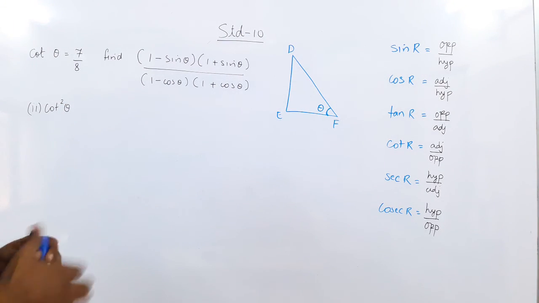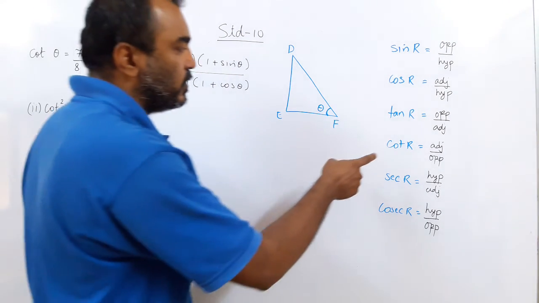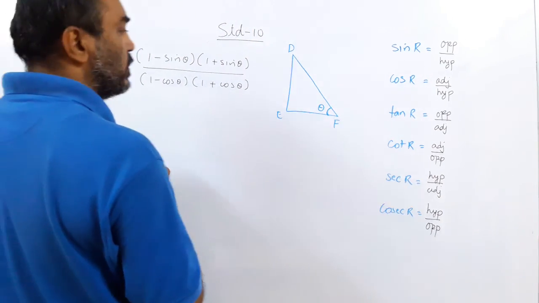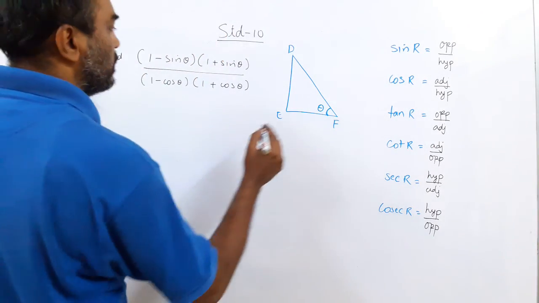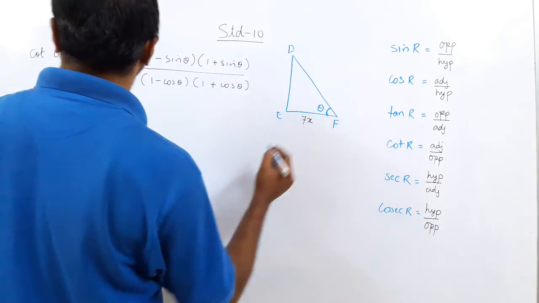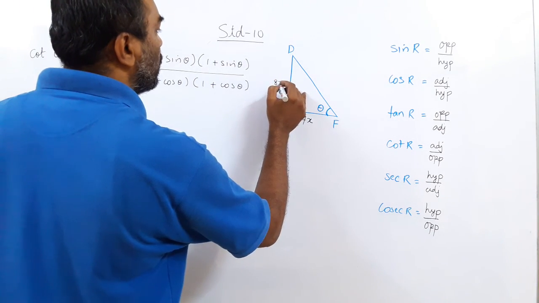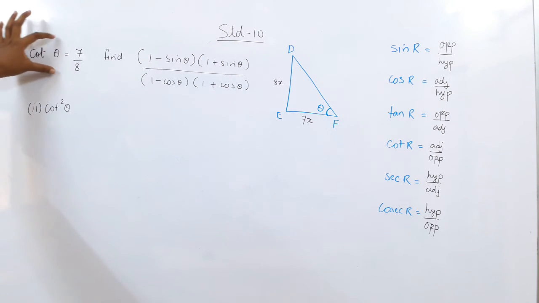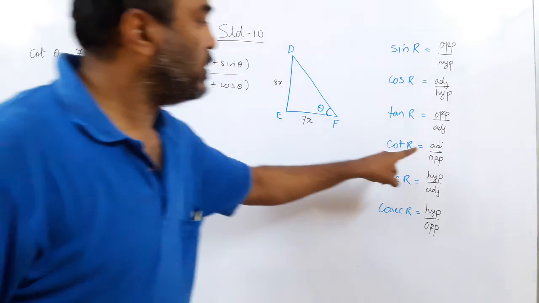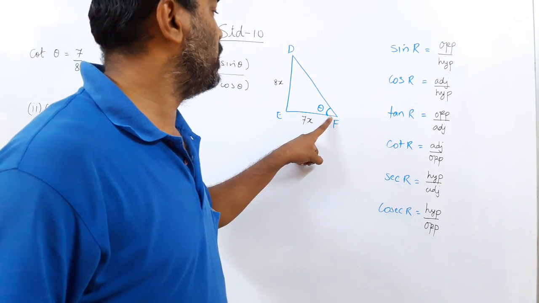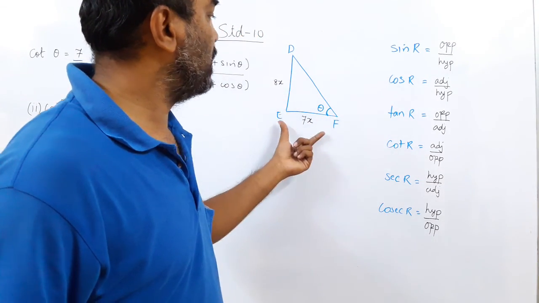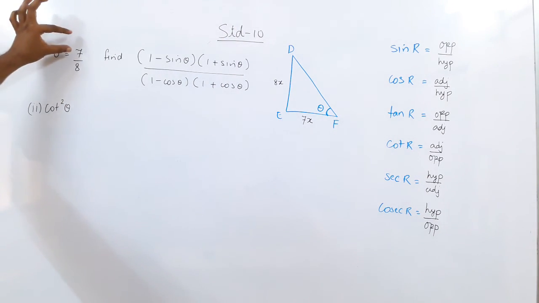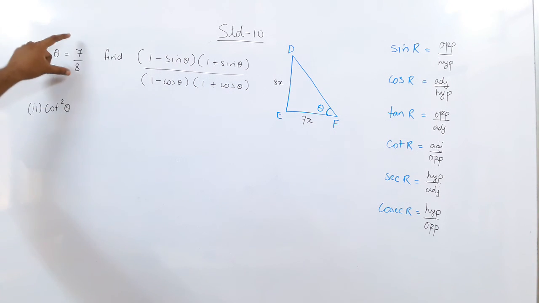Now cot theta is given as 7 upon 8. What is cot theta? Ratio of the adjacent side to the opposite side. So let me say the adjacent side is 7x, so the opposite side will be 8x. Understand this first. Since I have taken theta here, this is the opposite side and this is the adjacent. So adjacent upon opposite: I took 7x and 8x. Why? Because 7x upon 8x, x gets cut, we get 7 upon 8.